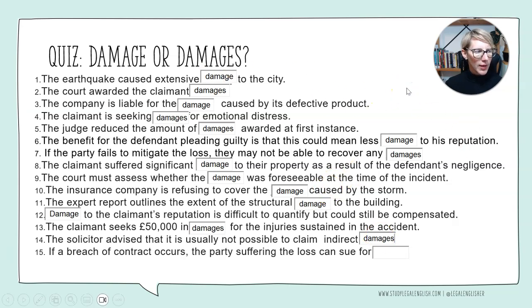Finally, if a breach of contract occurs, the party suffering the loss can sue for damages. To sue for damages. To try to get money. You're suing someone, you're taking legal action. What for? Why? To get damages, to get compensation.